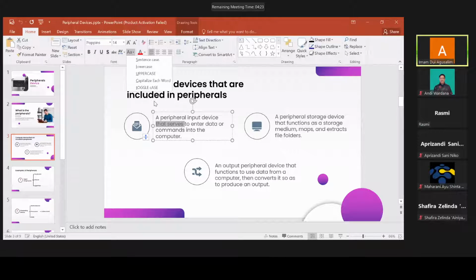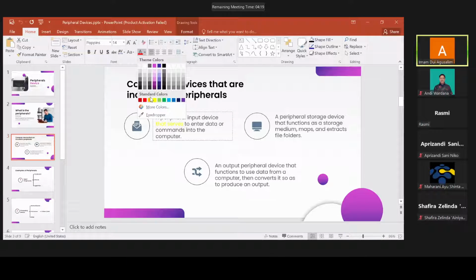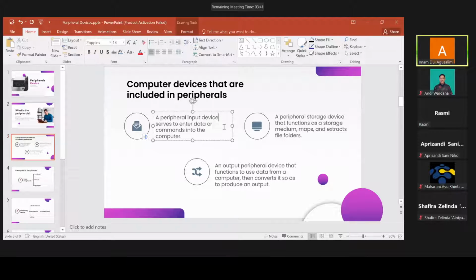Jadi a peripheral input device. Nah, kata that serve ini that-nya boleh dibuang. Ketika that-nya dibuang, maka serve-nya ini berubah menjadi aktif, jadi serving. Jadi itu namanya reduce clause. Untuk reduce clause kalimat yang aktif, maka serve-nya ini berubah menjadi serving. That-nya dihilangkan, maka kata serve-nya berubah menjadi aktif. Itu sekilas tambahan, jadi kamu ubah menjadi serving to enter data or comment into the computer, ya, misalnya, jadi itu menjadi serving to enter.